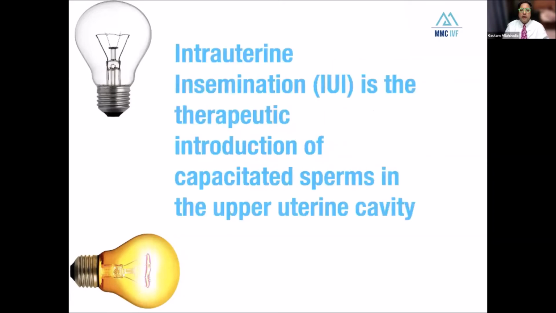So what is IUI? IUI is the therapeutic introduction of processed sperms, capacitated sperms. Capacitation means making the sperm imminently fertilizable. That means certain chemical reactions happen in the head of the sperm, which makes the sperm immediately fertilize the egg as it meets the egg in the mid-ampullary portion of the fallopian tube. So what we do is we actually do whatever happens usually in the body, in the cervical canal. We do this capacitation outside in the laboratory and then introduce these capacitated sperms in the upper uterine cavity.